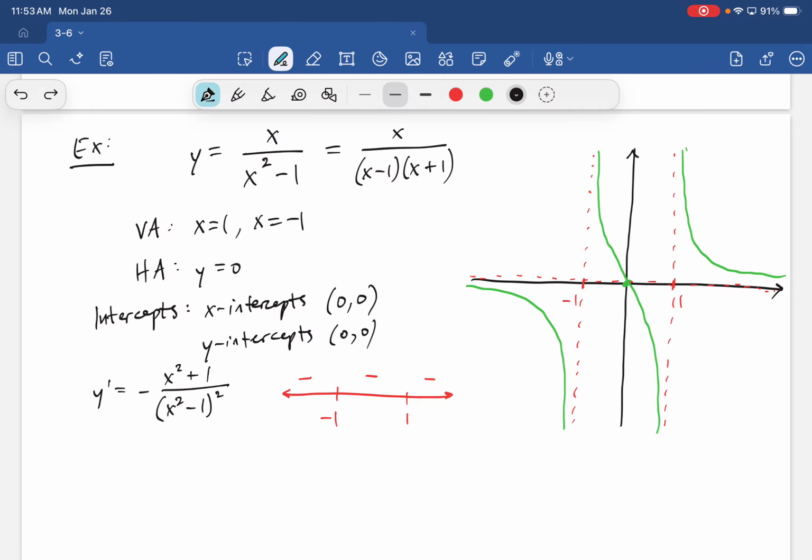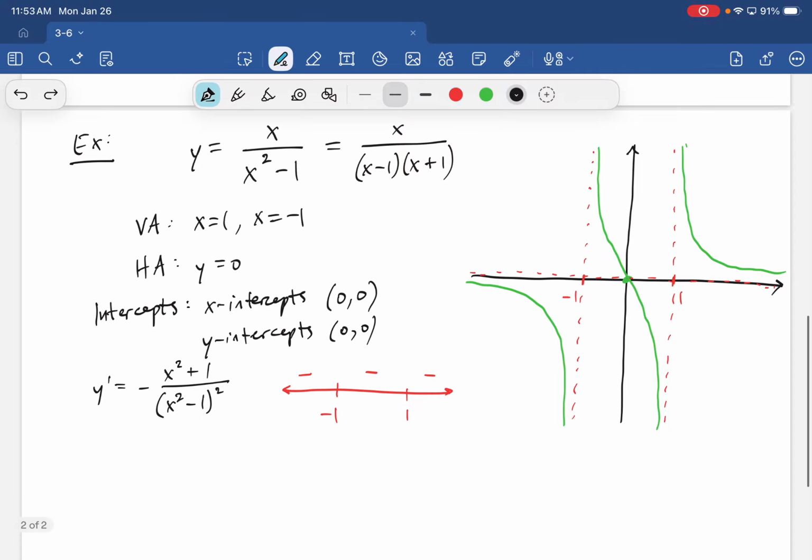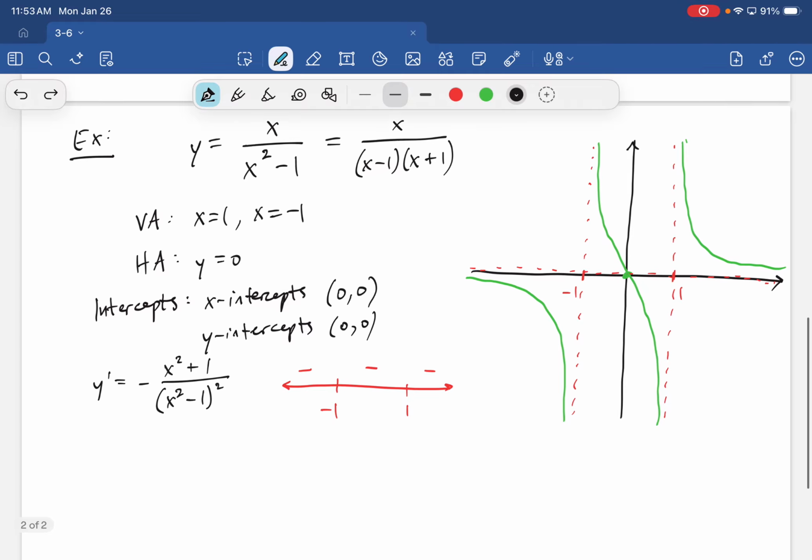Okay? So you'll notice that I did not find the points of inflection. I probably should have, but just didn't feel like it. But that will give you some more information about the graph, okay? And you would find that there was a point of inflection at x equals 0.